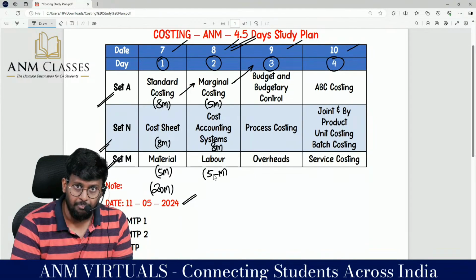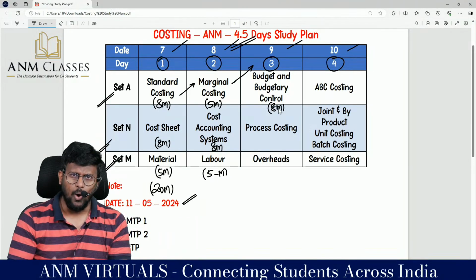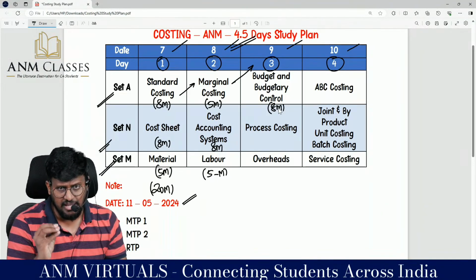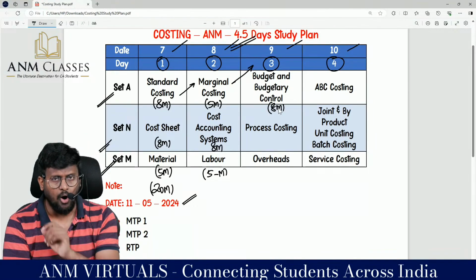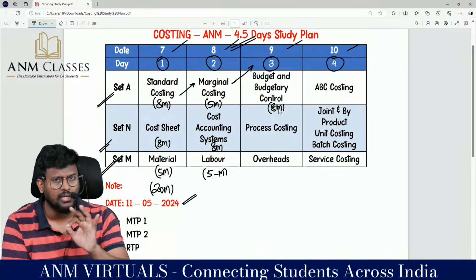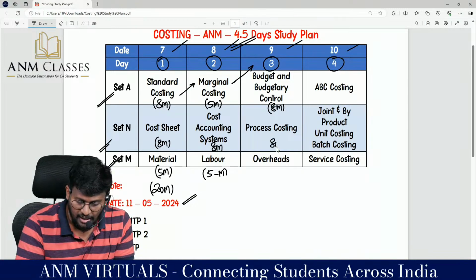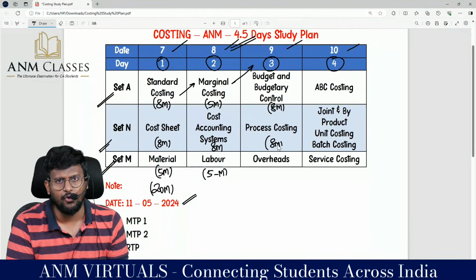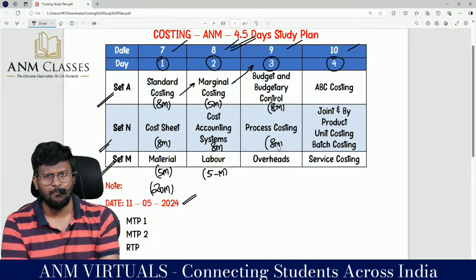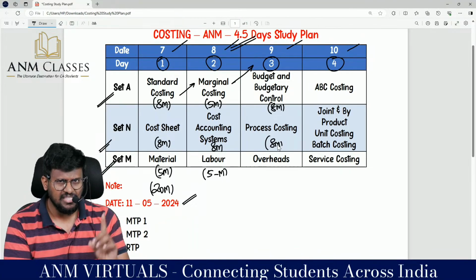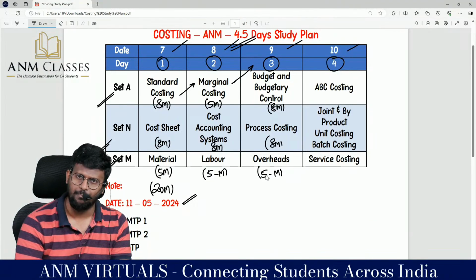Then day 3: budget and budgetary control, a very important slot for the examination. The importance that standard costing has, the same importance budget and budgetary control also has. Do all the ICAI questions, all the illustrations, book back, 2 mark questions and RTP. Process costing, another important area, 8 marks for the examination. And overhead, again a very easy chapter but a lengthy chapter. Sit and practice that, another 5 mark to 8 mark area for the examination.